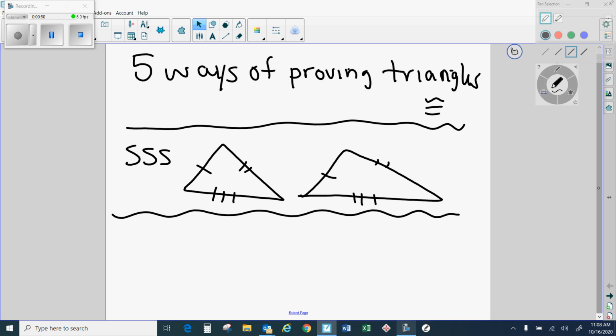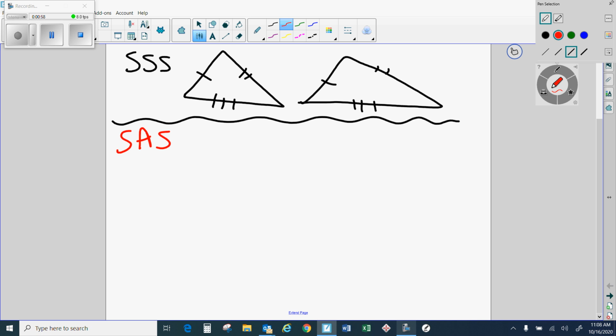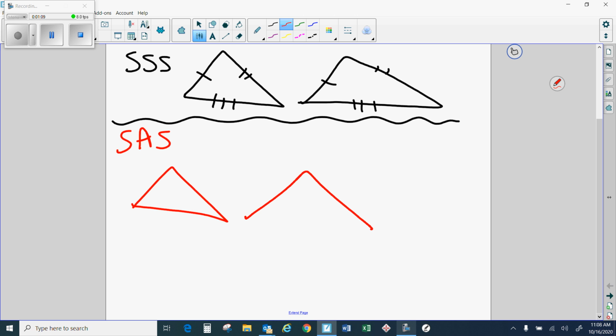Okay, number 2. Let's go with SAS. SAS, side, angle, side. That means the angle must be right between the two sides. Now, the angles must be congruent, so they must have one arc and one arc, for example, and the corresponding sides must be congruent. So that's one arc to one arc and two arcs to two arcs. That's an example of side, angle, side.